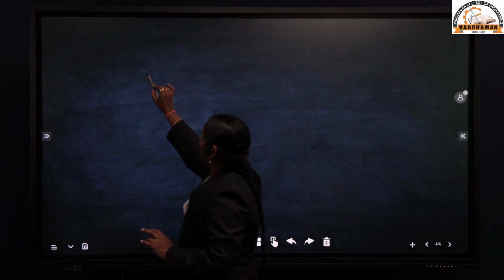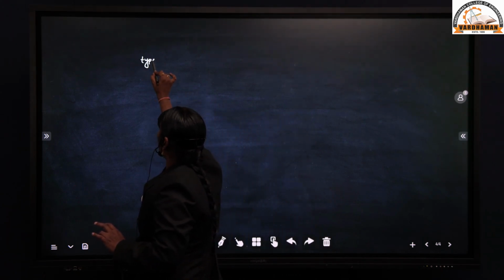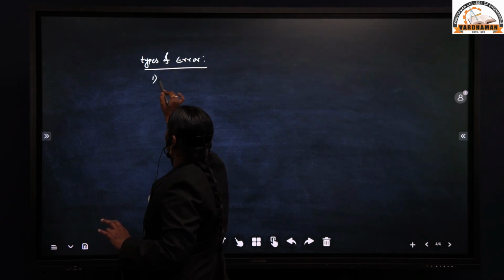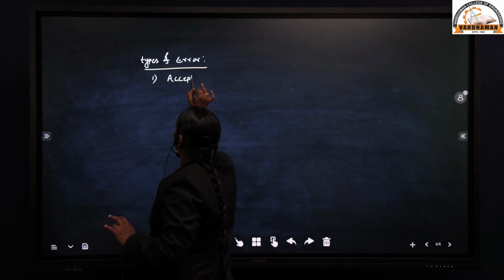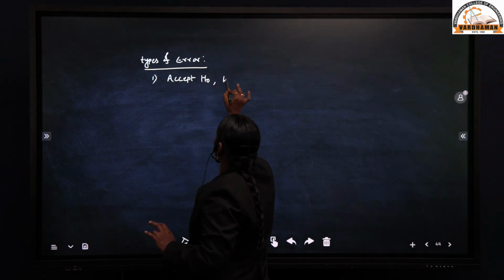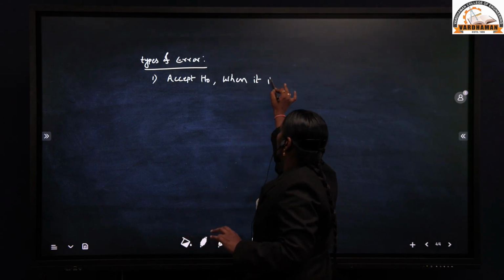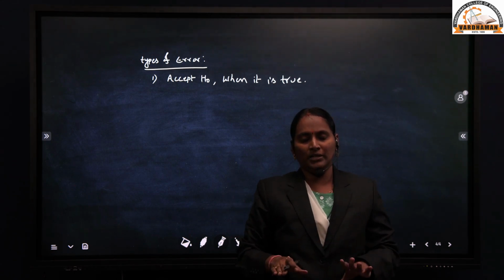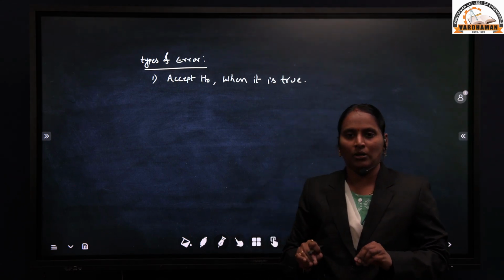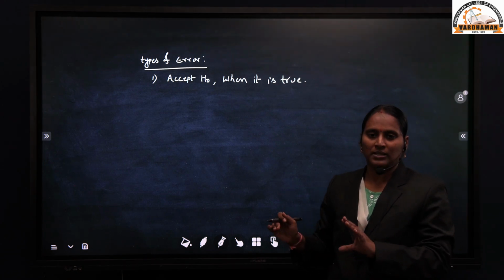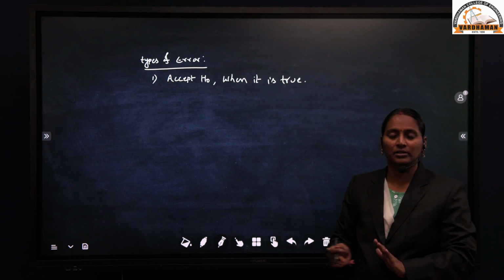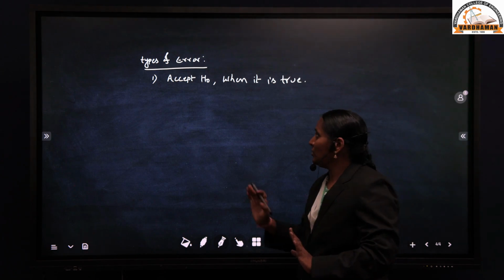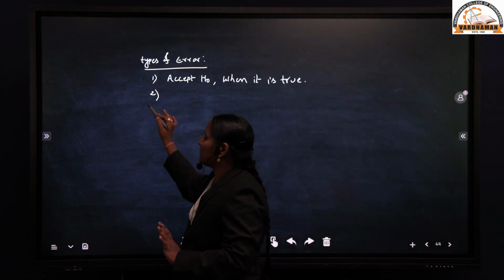In our normal life, we have four types of errors. The first one is to accept H naught when it is true. It means that if the given statement is true, you have to accept it. For example, the sun rises in the east. It is a universal truth, so you have to accept it. There is no mistake in the given statement, so you do not call it an error; it is a correct statement.